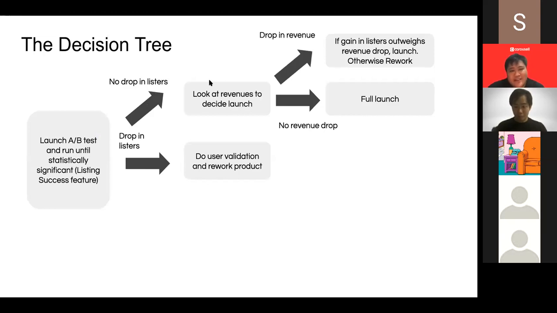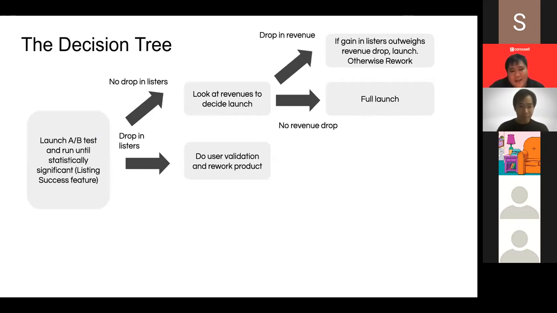No drop in listers, potentially launch. If there is a gain in listers that outweighs the revenue drop, you launch, otherwise we rework. If there's no revenue drop, full launch. So the full launch scenario in this case is like nothing was hurt, right? Similar to interstitials, but in this case, no growth drop, no revenue drop. Okay, let's launch, right? So this is one of those scenarios of no harm, so to speak. You go full launch.